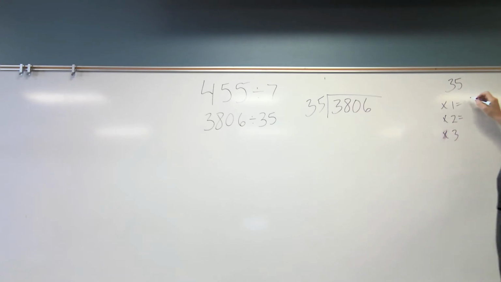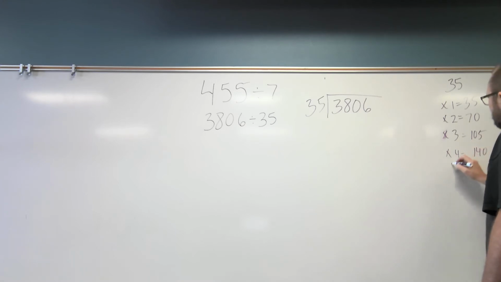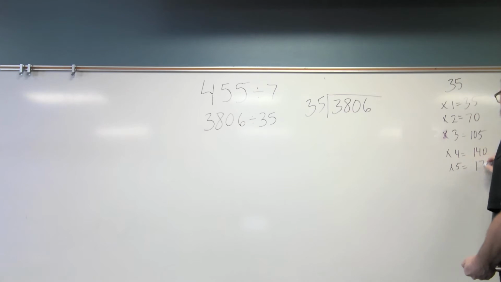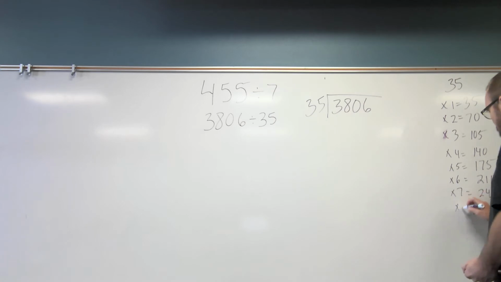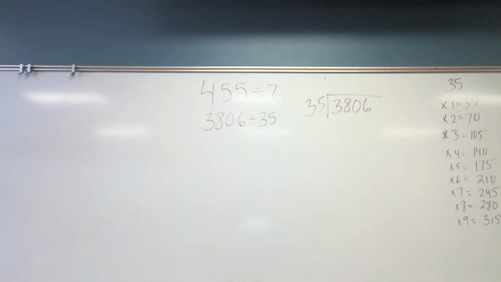35 times 1 is 35. Times 2? 70. Times 3? 105. Times 4? 140. Times 5? 175. Times 6? 210. Times 7? 245. Times 8? 280. Times 9? 315. All right, so hopefully the hardest part of division is done and done correctly.